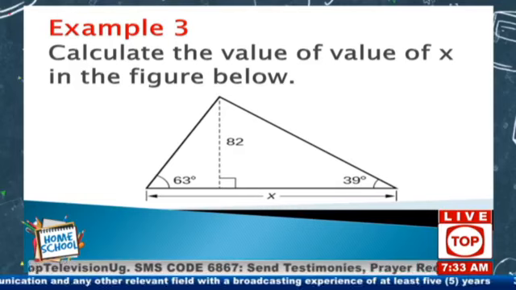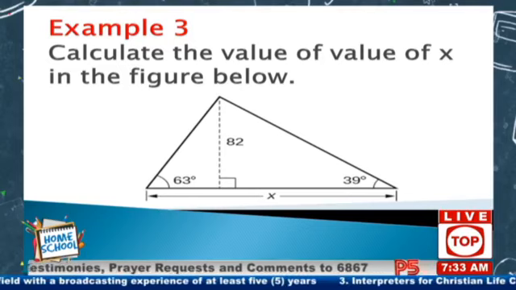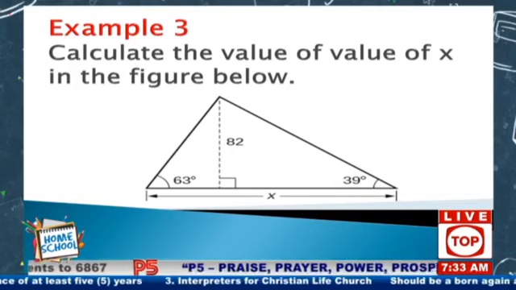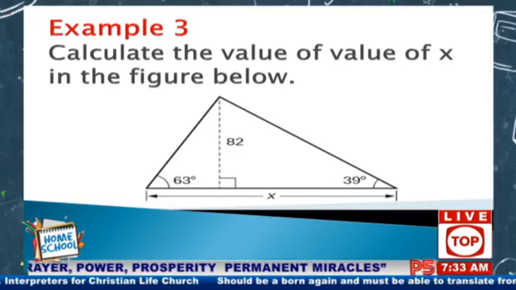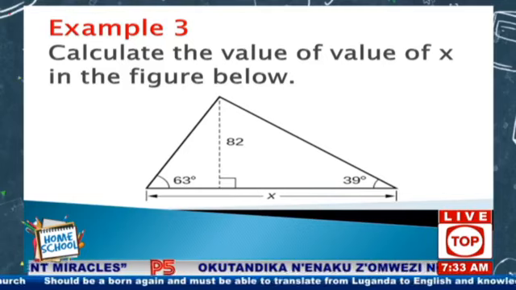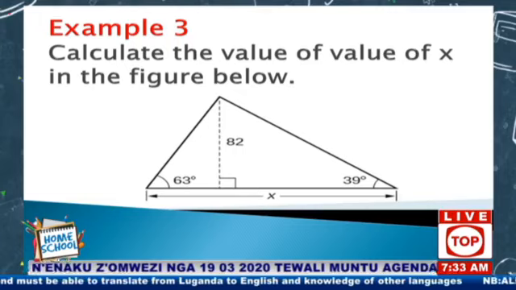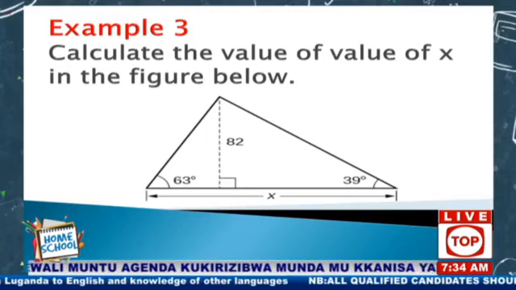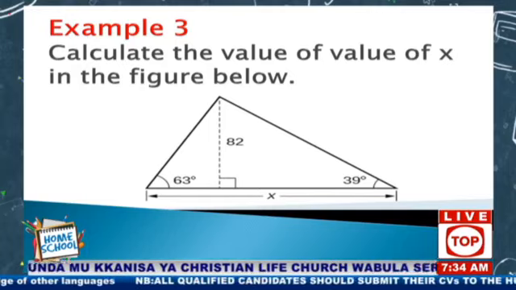Now you can see the height is 82. So those are two triangles in one. They have brought them together to share the same height. So what you're going to do, you're going to isolate the smaller triangle, which has angle 63, and get its adjacent. And also isolate the big triangle, which also has the height 82 and the angle 39, and get its adjacent. When you add up the adjacents of both of those triangles, you get the x. So get the adjacent of the smaller triangle, and the adjacent of the bigger triangle, add them up, that will be your x. That's good for you.